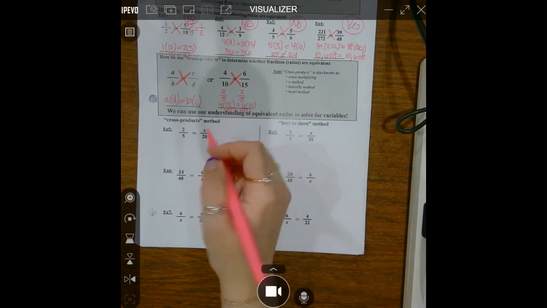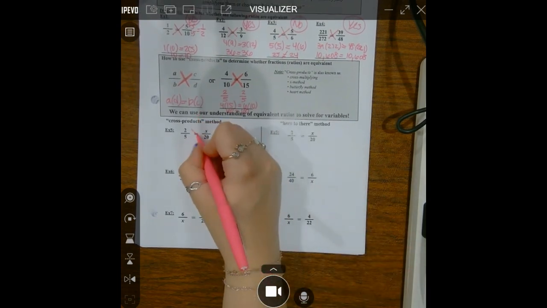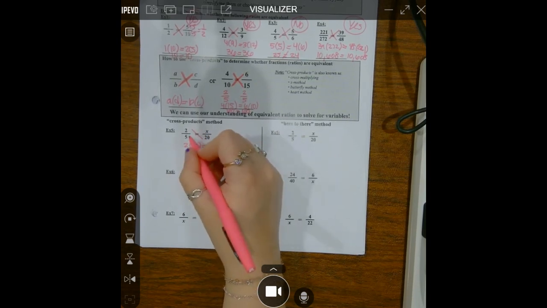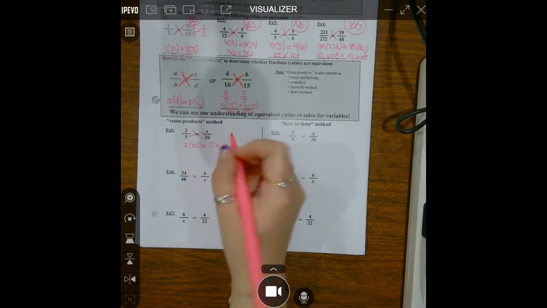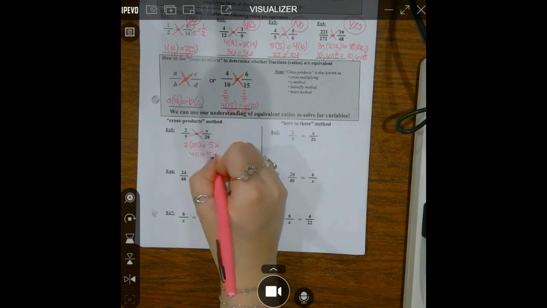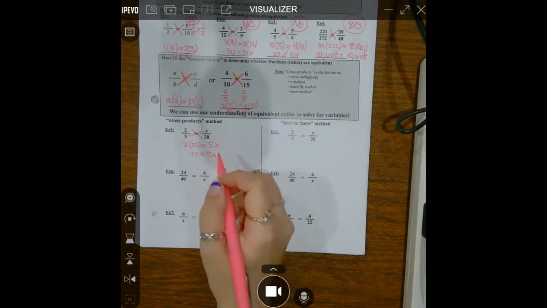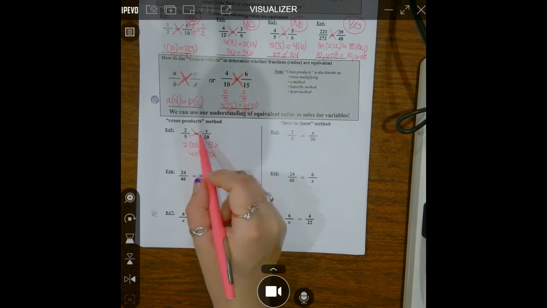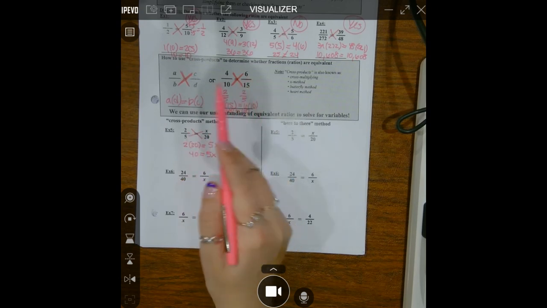It's also good, not only for determining if they're equal or equivalent to each other, but if you have to solve for a missing piece. Like, for instance, this right here. I could do 2 times 20 and set that equal to 5 times x. What is 2 times 20? It's 40. And then bring down the equals 5x. What this is saying is that 5 times something is going to be equal to 40, because we know that this cross product has to be equal to this cross product in order for these two ratios to be equivalent, as we just proved up here.